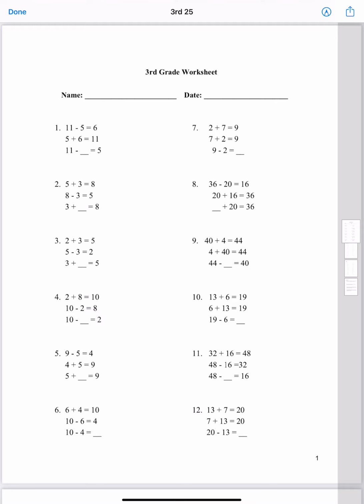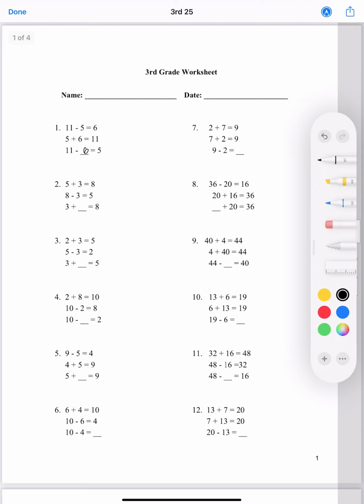So the first worksheet asks us to find the missing blank, and here we have 11 minus 5 for number 1. 11 minus 5 equals 6, 5 plus 6 equals 11, 11 minus blank equals 5. So basically what we do is we look to see 11 minus what would equal 5, and we know that 11 minus 6 equals 5.